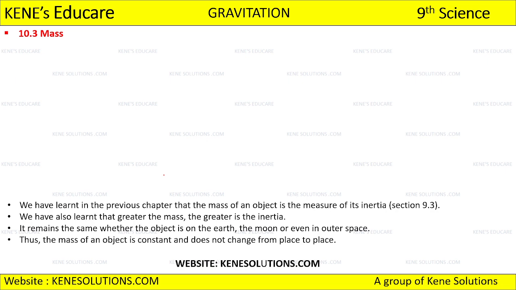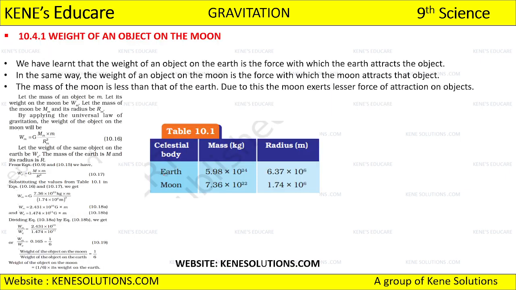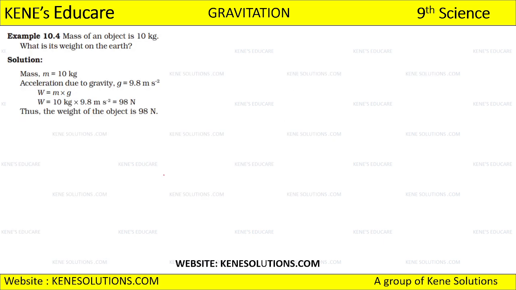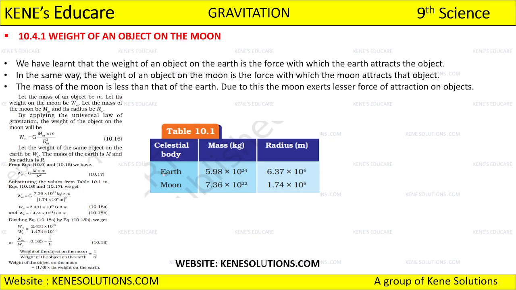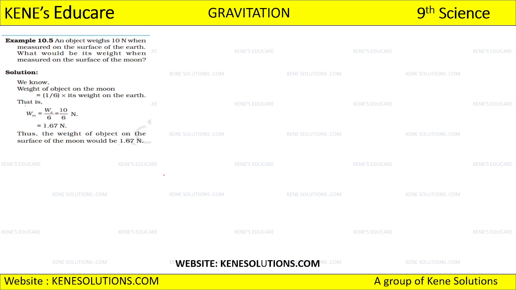About mass and weight, we'll discuss in detail. Then after that we are going to discuss the weight of an object on the moon. Let's say if you go to the moon, what will your weight be on the moon? We'll be discussing that as well. Then we'll discuss example 10.4, where we will be calculating the weight on the surface of the moon in detail.